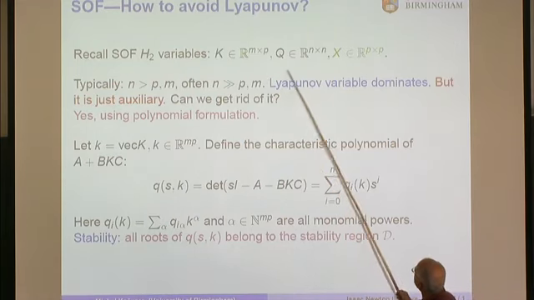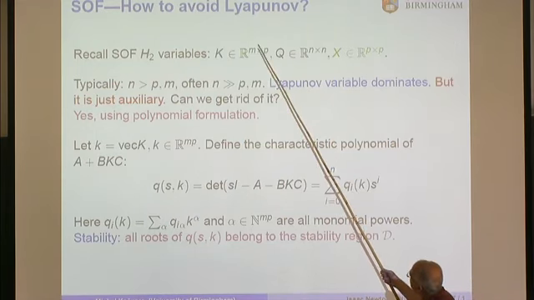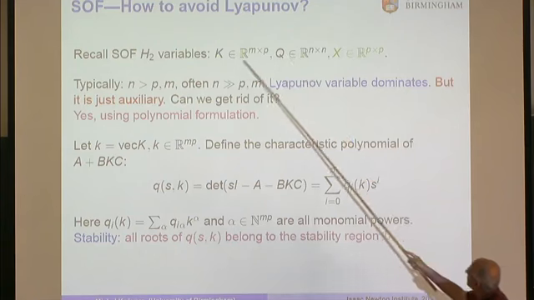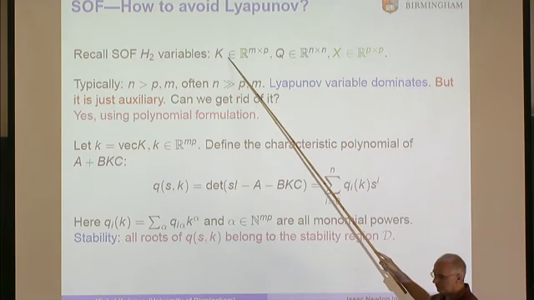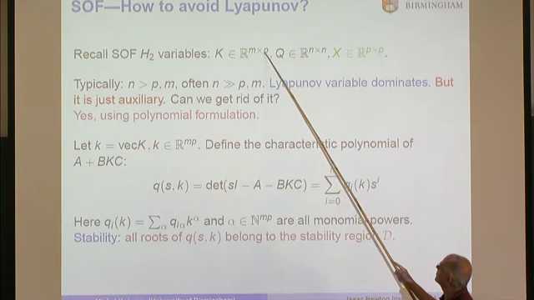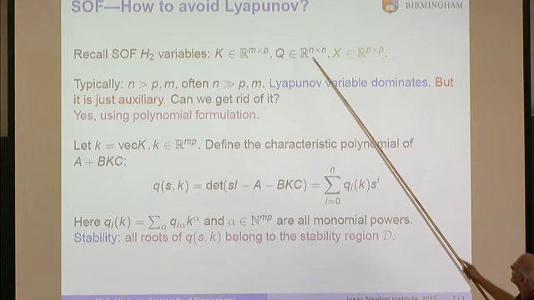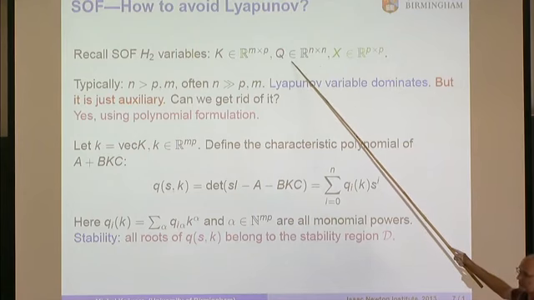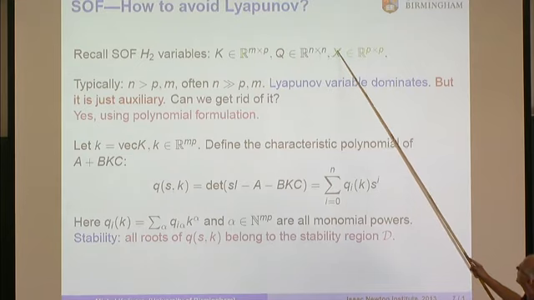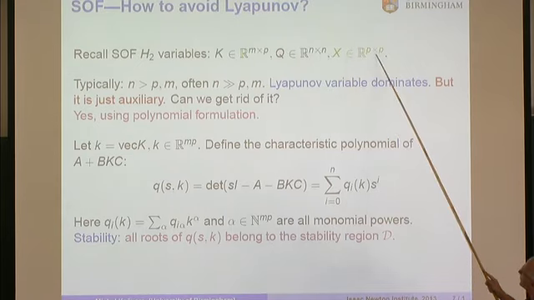Again, the variable matrices we have to deal with are the matrix K, which is the stabilizer. That's what we have to find. The dimension is n by p. Then the Lyapunov matrix, this auxiliary matrix Q, the dimension is n by n. And we have one more matrix, p by p.